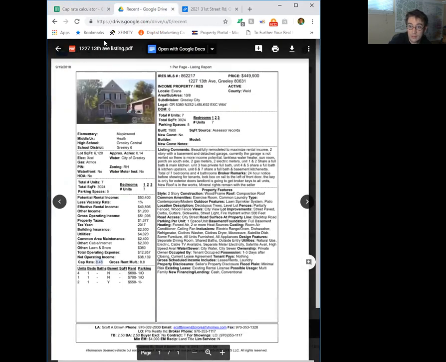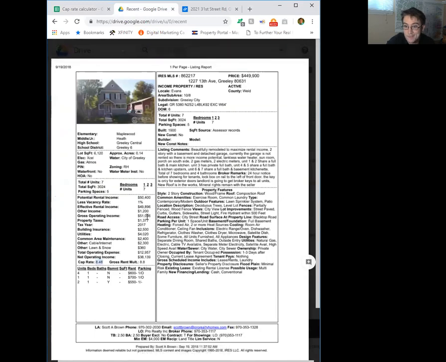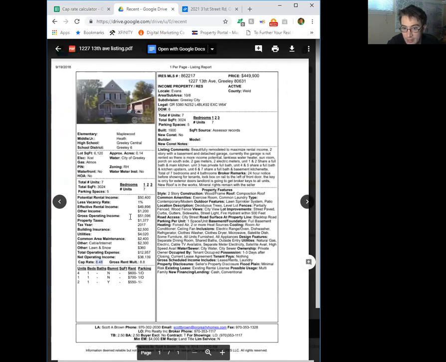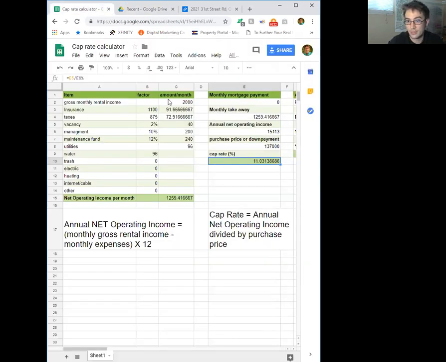So what did we say? The effective rental income, gross operating income. So we'll just divide this gross number by 12. So $51,096 divided by 12 gives you a monthly income, gross monthly income of $4,258. So we'll put that in our cap rate calculator here.